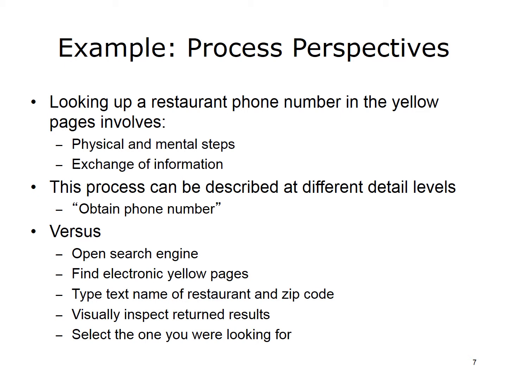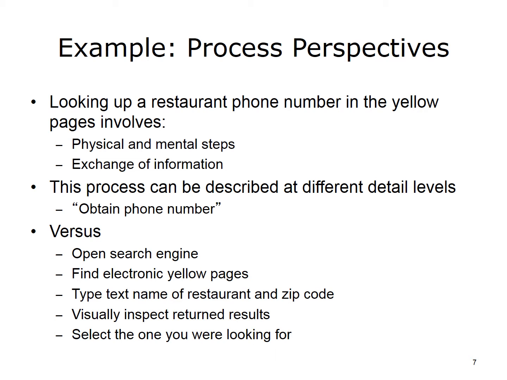Processes also involve both physical and mental steps. Some of the physical steps include clicking to open the web browser, typing the URL for the phone book, and scrolling through the search results. Some of the mental steps are locating the icon to start the web browser, remembering the URL for the search engine, or locating the link to the search engine, or going directly to the yellow pages, and assessing each search result to decide if it is the restaurant that you are looking for.